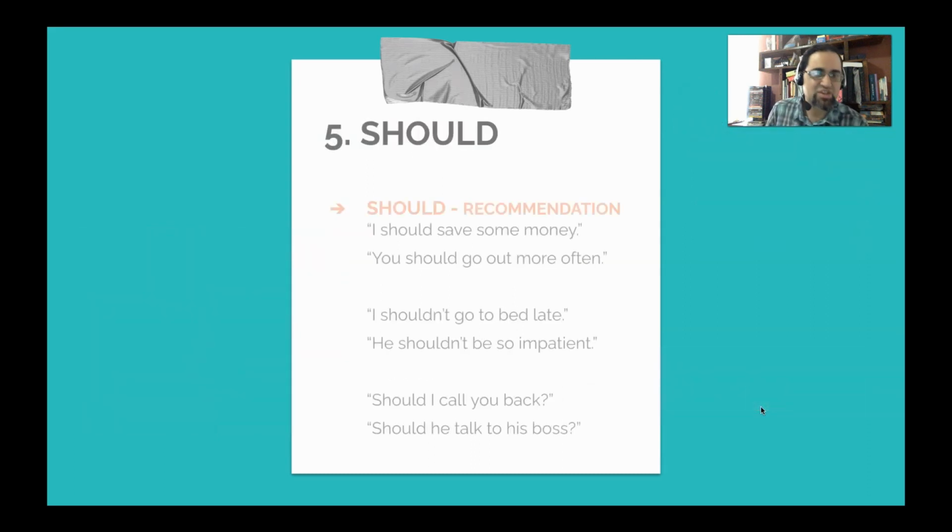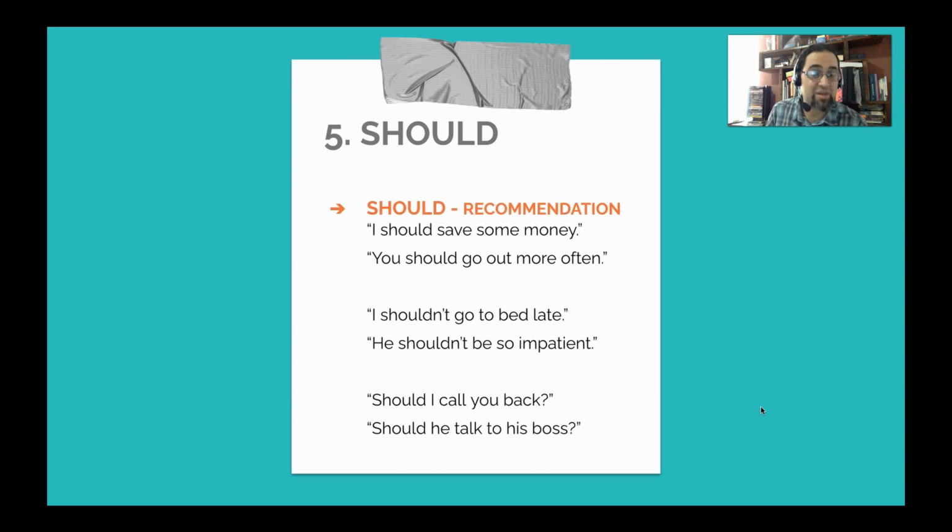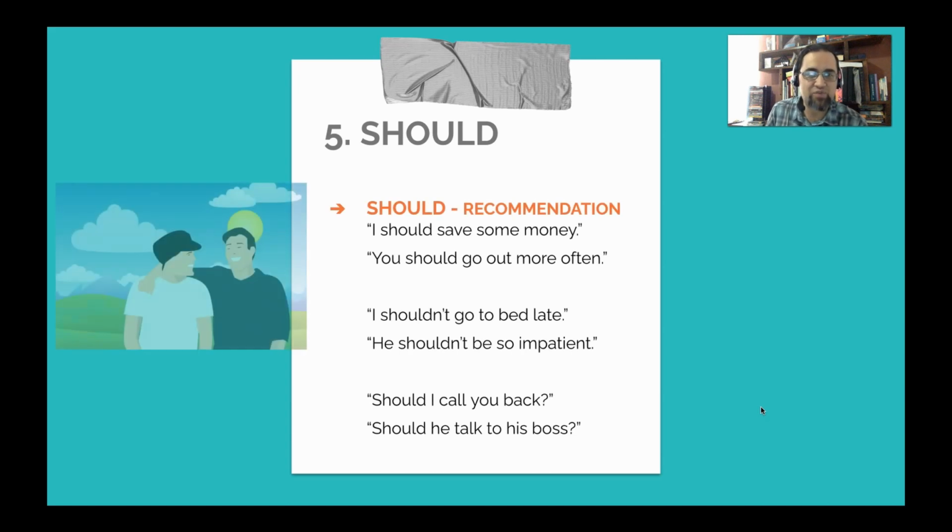Now, should. Should, very common modal verb for recommendations. Normally a good friend is gonna talk to you and say, you should go out more often, or I should save more money. These are recommendations you exchange in a friendly way. And of course, in the negative form, you just add not or the contraction shouldn't. In this case, I shouldn't go to bed late. It's not recommendable. He shouldn't be so impatient, as in it's not recommendable that he's so impatient.